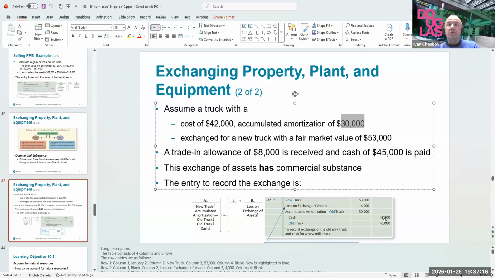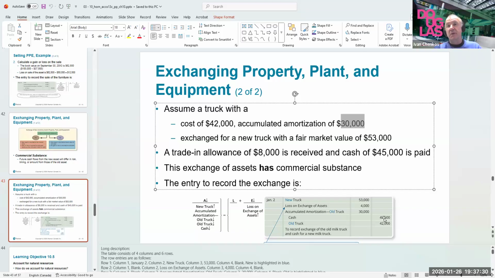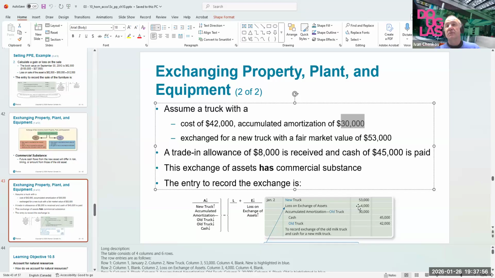I'm buying a new truck for $53,000, but I'm paying only $45,000. How much do I get? $8,000. Make sense? So from purchasing the new truck and paying less, I'm gaining 8,000. But for getting out of the old one and removing the amortization, I'm losing 12. 12 minus 8 is how much? 4,000. So I'm showing a loss on exchange of the asset, $4,000.